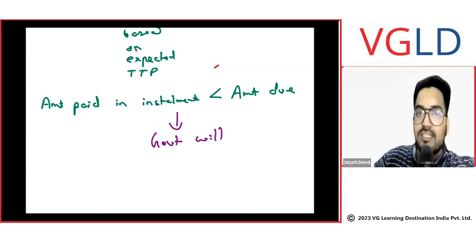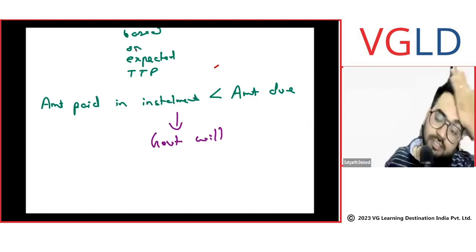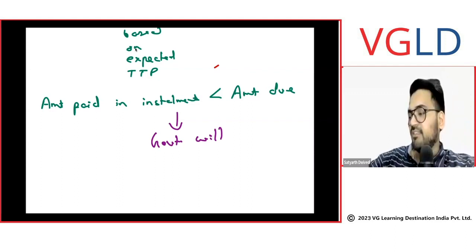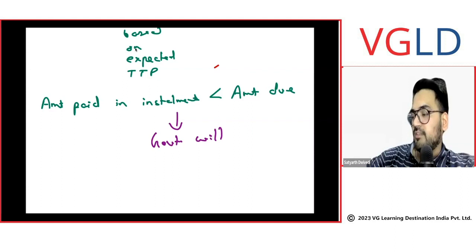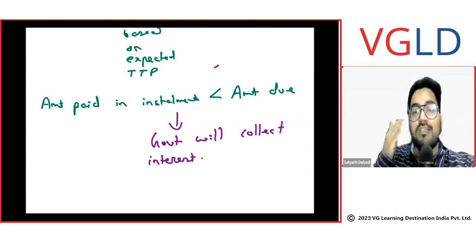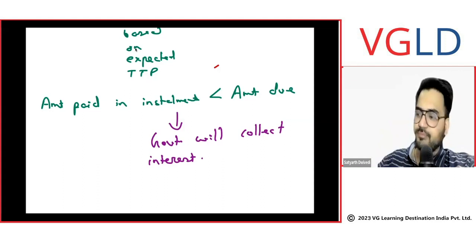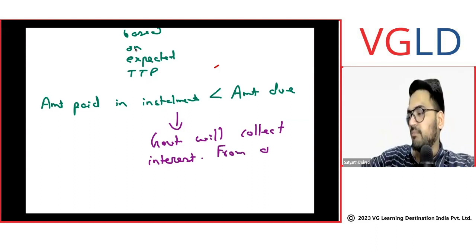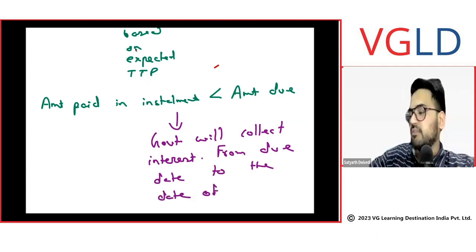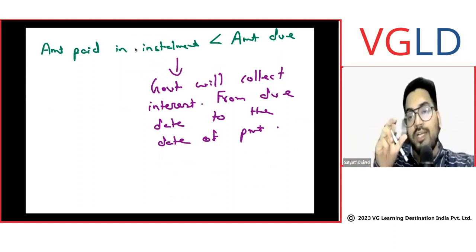Do you pay interest on advance tax, 234 A, B, C? 234 A and B, not C. The government will collect interest. But sir, from which date will this interest be collected? From the due date to the date of payment. So from the due date till you make this excess payment, the interest is going to be collected.